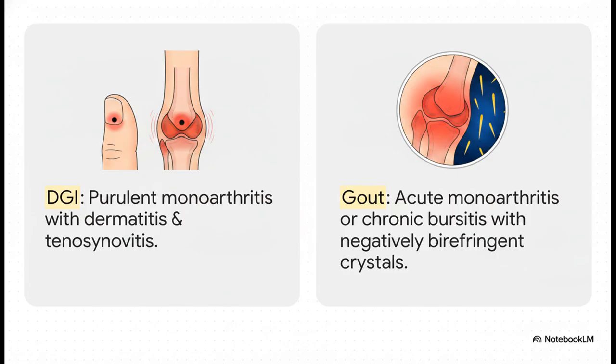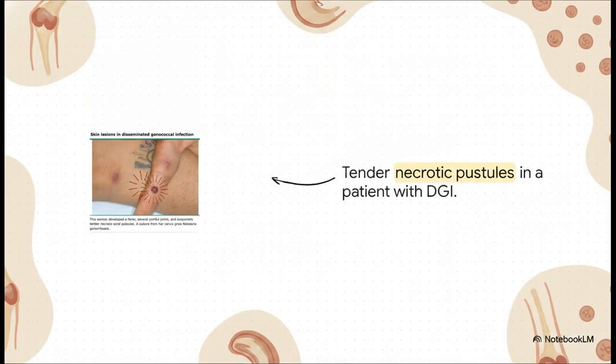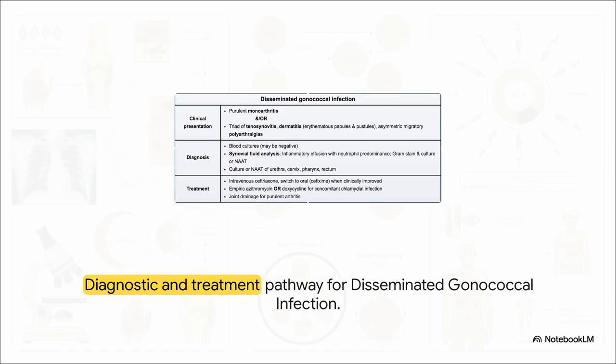The presentation really dictates your diagnostic branch here because both DGI and crystalline arthritis can show up as a hot, severely painful, swollen joint. If the patient has a tender necrotic acral pustule alongside a purulent monoarthritis or maybe an asymmetric migratory polyarthralgia with tenosynovitis, you are definitely looking at disseminated gonococcal infection. That specific dermatosis is a massive clinical clue. To nail the diagnosis, you have to draw synovial fluid, which will show an inflammatory effusion with neutrophil predominance.